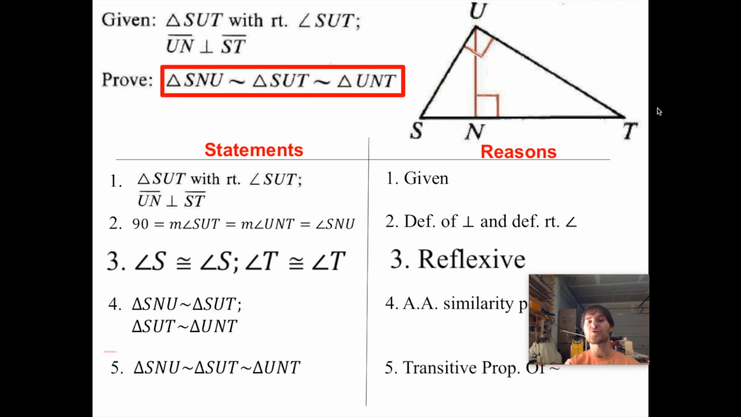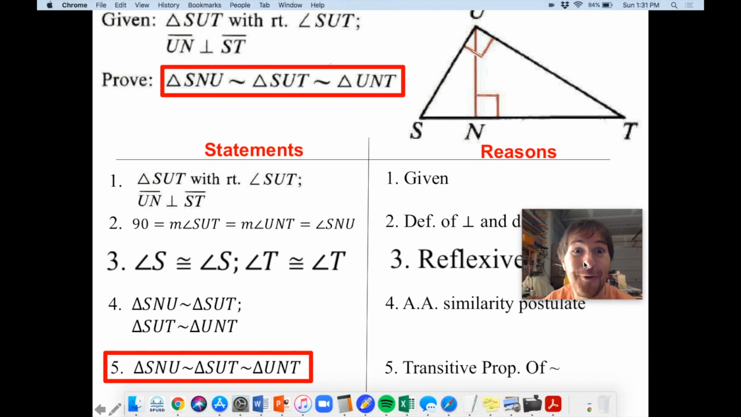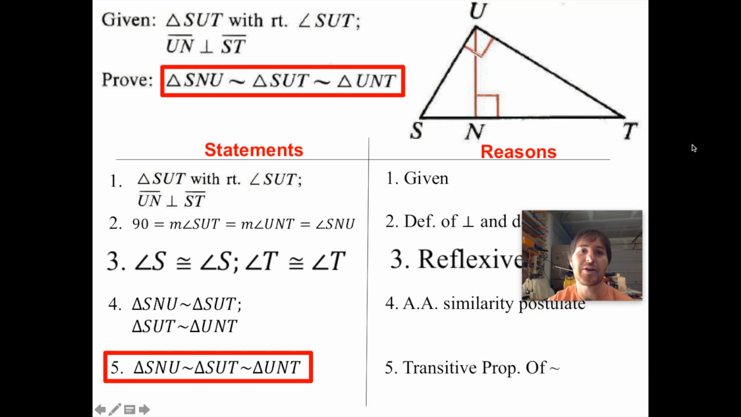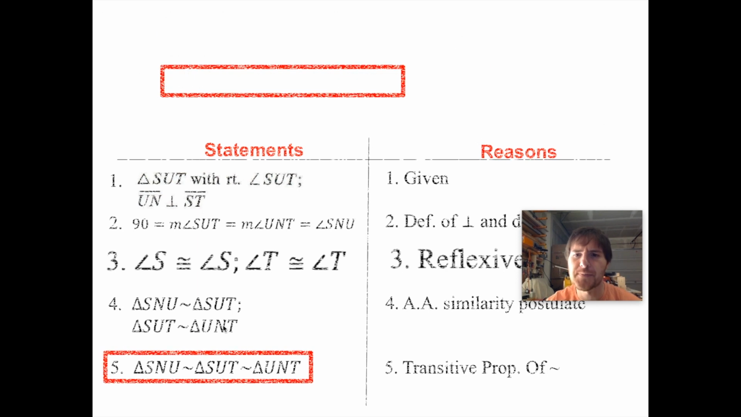But how can I do that? That's right. Similarity is an equivalence relation. So similarity has the reflexive property, the symmetric property, and of course the transitive property of similarity, which is the one that I'm using here. Triangle SNU is similar to triangle SUT, but I also know triangle SUT, the largest triangle, is similar to the medium triangle. That means the smallest and medium must be similar to one another. We did the transitive property of similarity a bit earlier in chapter 5, because it helped us prove some things here.